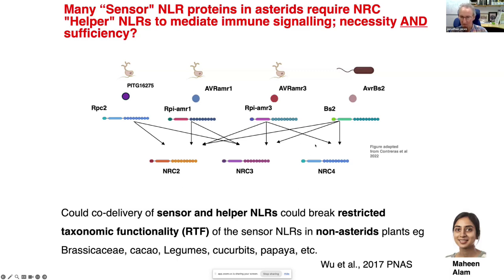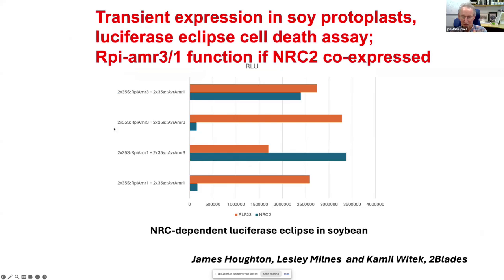AMR3 can play with all of them. BS2 can play with all of them, but they all require at least one of them. And so the obvious hypothesis is, gee, I wonder if you take the sensor NLR and the corresponding helper NLR and move that together, does it break the restricted taxonomic functionality? So one illustration of the success of this idea is work from a collaboration with Camille Vitek and his colleagues at Two Blades in soybeans.